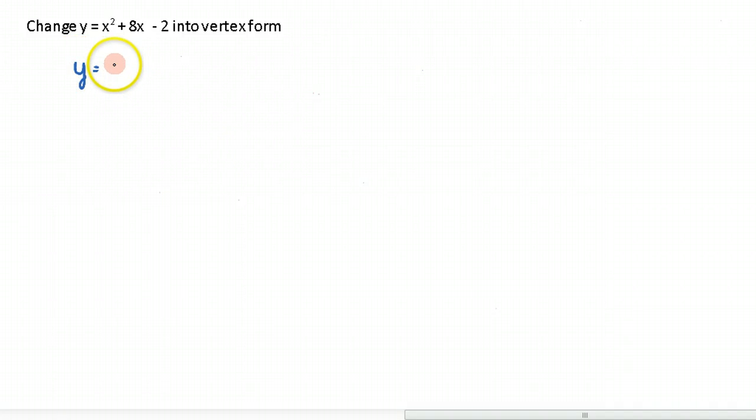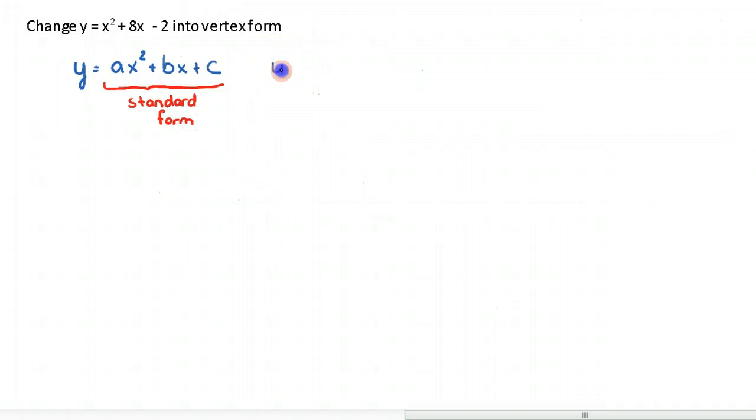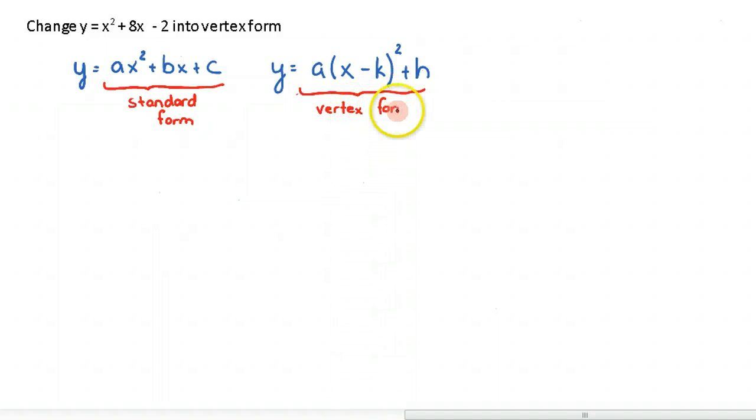A quadratic in the form y equals ax squared plus bx plus c is said to be in standard form. Whereas a quadratic relationship in the form of y equals a(x minus k) squared plus h is said to be in vertex form. Each of these forms have their own benefits in that they each tell us something about the relationship. Depending on what circumstances you're working in, you might use either of these forms.